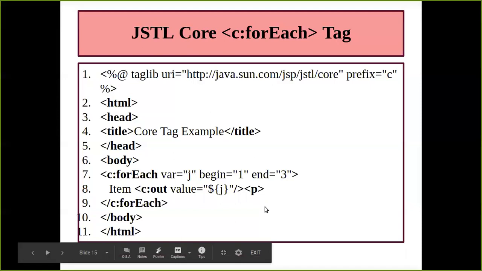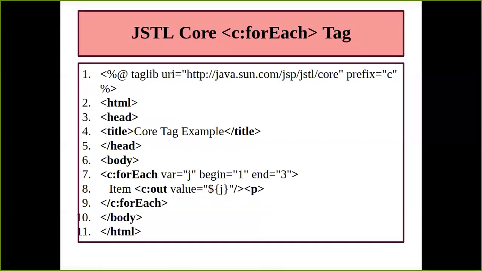Now the next tag from your core tag is the for each tag. Fine. Now for the for each tag, why are we using it? If you remember, in SY we had made this tag, this loop. For each loop we used it for what?